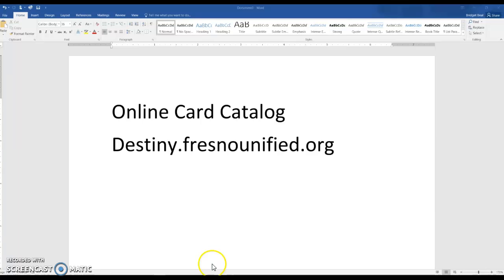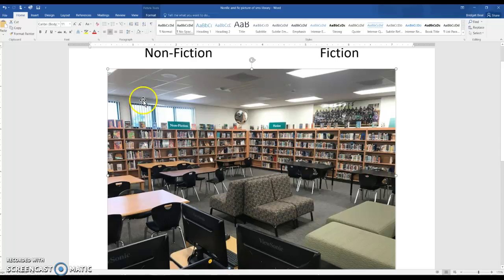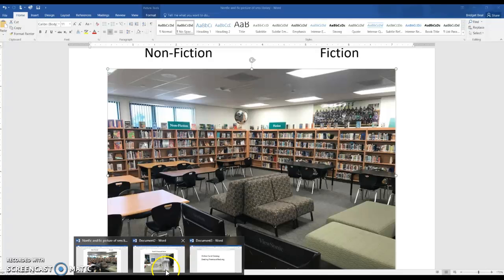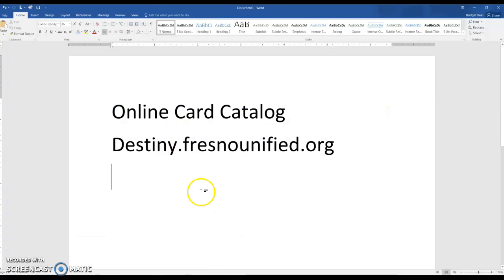Let's go back to our main sheet. We talked about how to use the online catalog, the card catalog. We showed you the different parts of the library. We have nonfiction on this side, and we have fiction on this side. And then when you go to Google, you're going to type in destiny.fresnounified.org. If you have any questions, please ask your librarian.